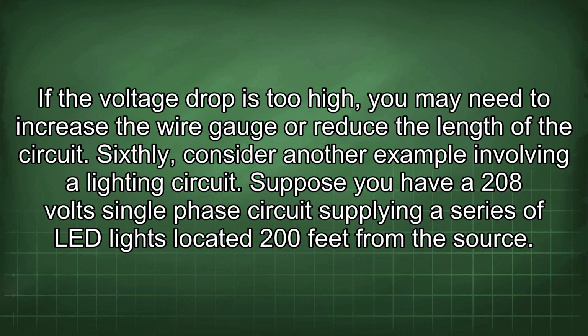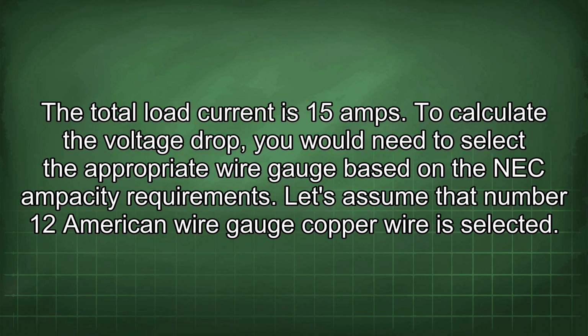Suppose you have a 208-volt single-phase circuit supplying a series of LED lights located 200 feet from the source. The total load current is 15 amps. To calculate the voltage drop, you would need to select the appropriate wire gauge based on the NEC ampacity requirements. Let's assume that number 12 American wire gauge copper wire is selected.